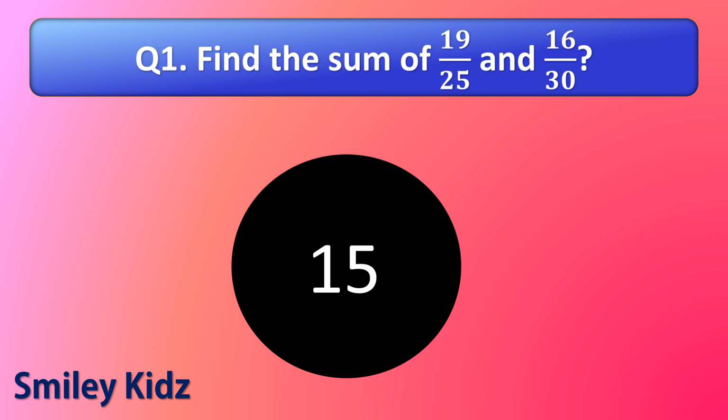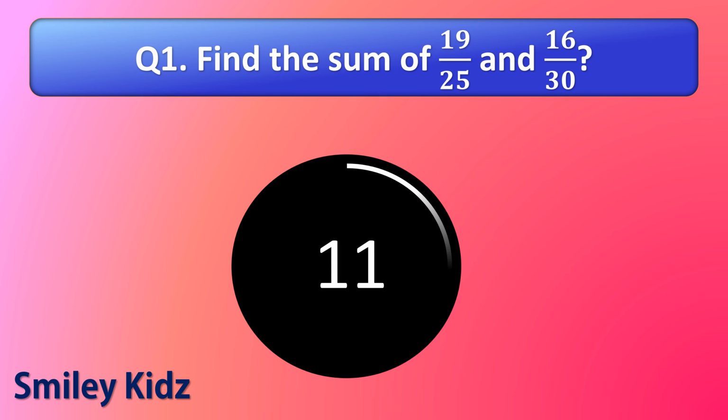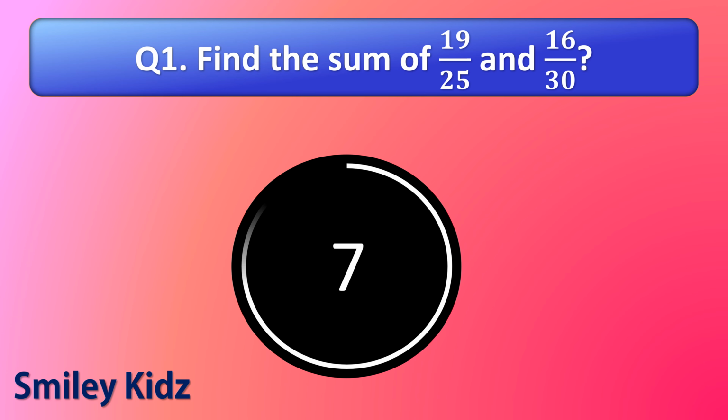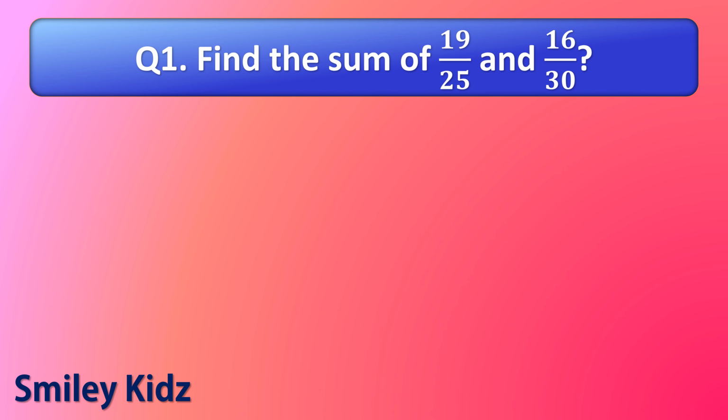Moving to question number 1. Find the sum of 19 by 25 and 16 by 30. Your time starts now. Your time is up. Now let us see the solution.